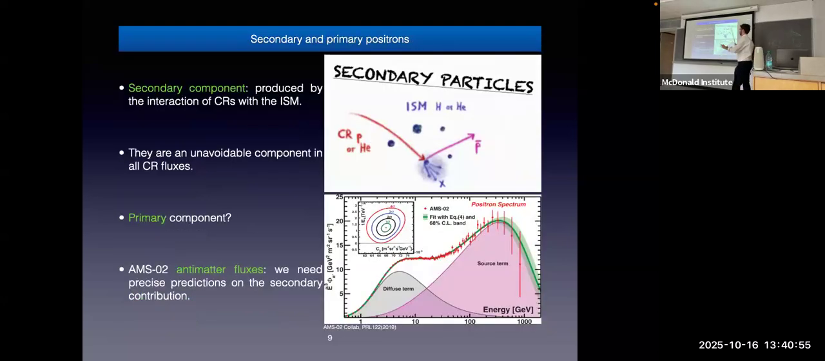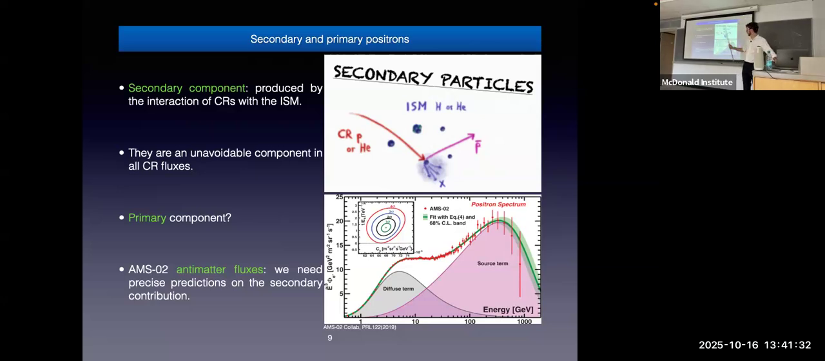Okay, let's start to focus on positrons. So for sure, for positrons, as I mentioned, there must be a secondary component, which is the one produced by cosmic rays traveling through the galaxy and interacting with the interstellar medium. And this is an unavoidable component that we need to know and model properly, in particular if we're interested in seeing if the secondary positrons are enough to explain the data that we see or not. Spoiler, they're not. And then we can have some primary component that we need to identify somewhere, and we will get to that later.